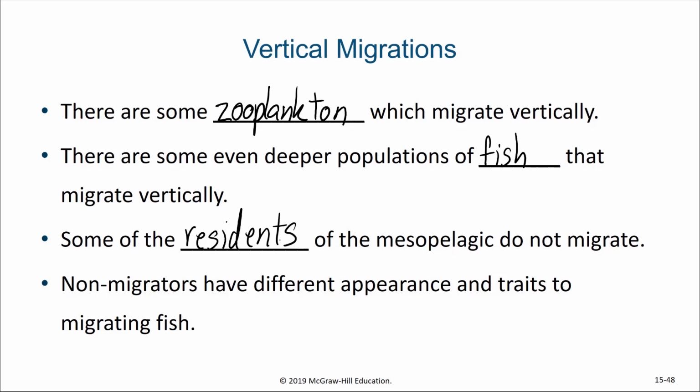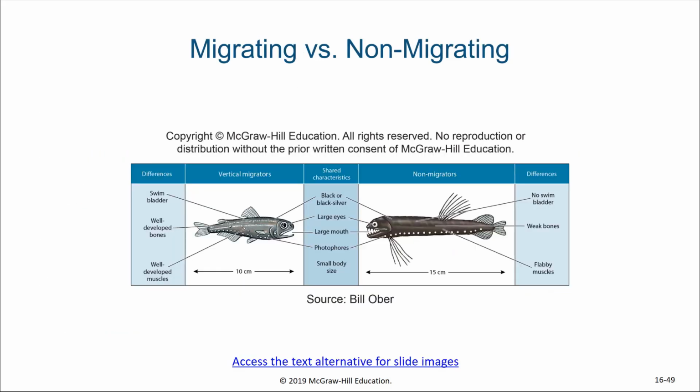Non-migrators have different appearance and traits to migrating fish. Here we can compare a vertical migrator, like this lanternfish, to a non-migrator, like this dragonfish. You'll notice non-migrators do not have swim bladders. They typically have weak bones and flabby muscles, yet often they'll have large mouths and sharp teeth. Vertical migrators need to have more developed muscles to regularly make the swim between ocean levels.